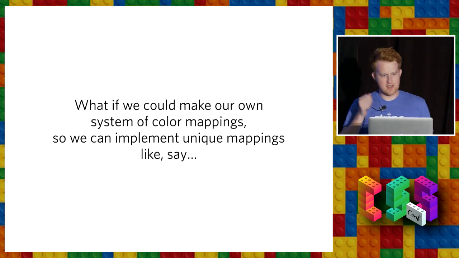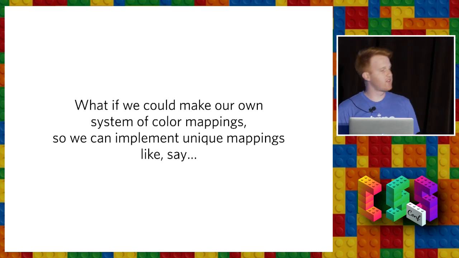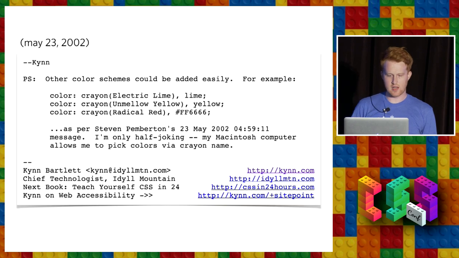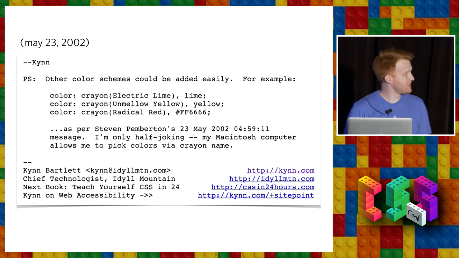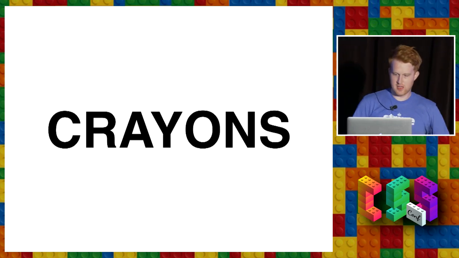And then the final email that I found that I thought was interesting was, what if we could make our own system of color mappings so we can implement unique mappings, like, say, Krantz. So the final email is someone suggesting that maybe we can name our colors after Krantz instead of whatever they're currently named after. So it all ends with Krantz.